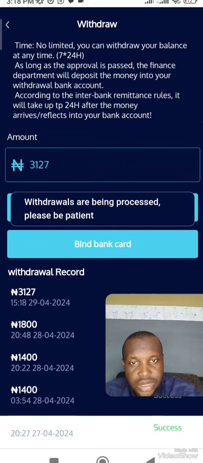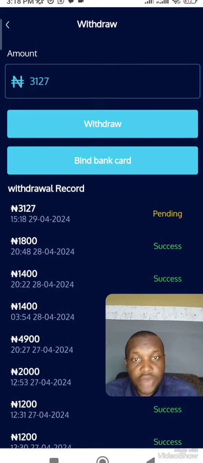Be patient. I have zero naira. Some of you cannot do this. I have withdrawn 3,127 just now. Now they will process it and you see an alert up immediately. The withdrawal process is fast, and you can withdraw almost 5 times every day. You can do your withdrawal 5 times and it's easy.